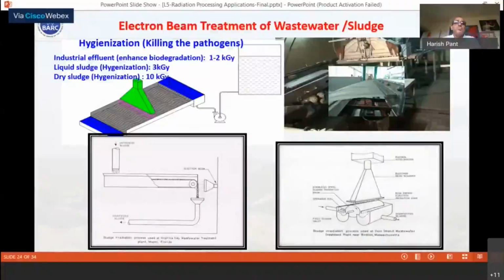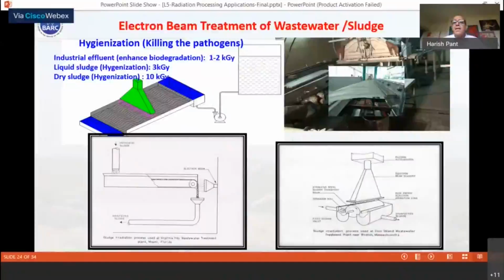Now, electron beams are also used for the treatment of wastewater, because wastewater contains a lot of pathogens or bacteria or a lot of chemicals which are not biodegradable. Industrial effluents generally contain a lot of chemicals, and these chemicals are not biodegradable. So to enhance their biodegradability, they are irradiated by electron beams.